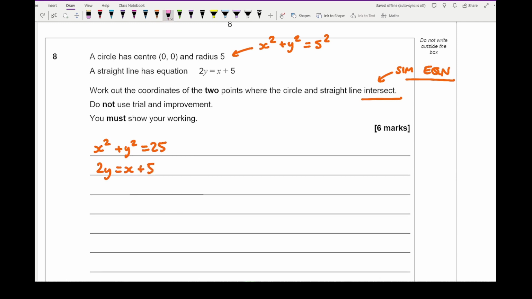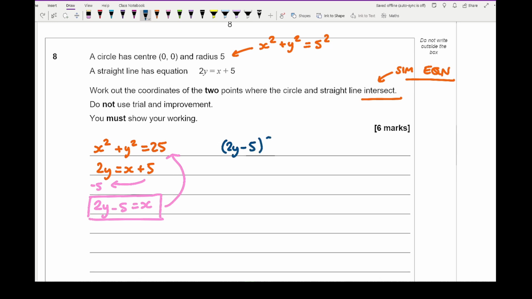Now what I need to do is make one letter the subject. I could make y the subject by dividing by 2, but I'd then be working with fractions, which I'm not really wanting. So what I'm going to do is move the 5 over to the other side. So what I end up with is 2y minus 5 equals x. Now I've got x the subject. I'm going to substitute it into the equation of the circle. Substituting it in, I end up with 2y minus 5 squared plus y squared equals 25.